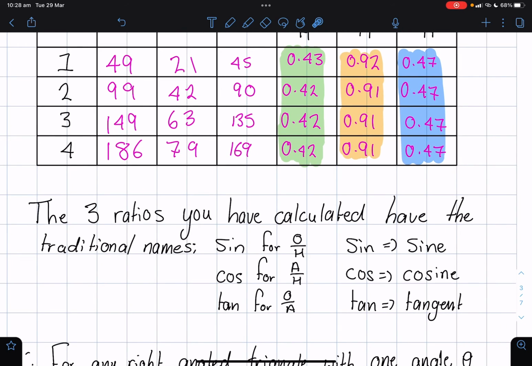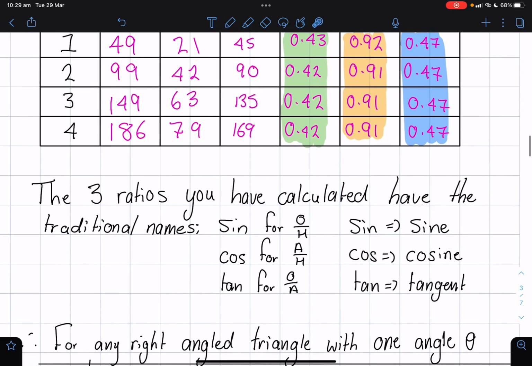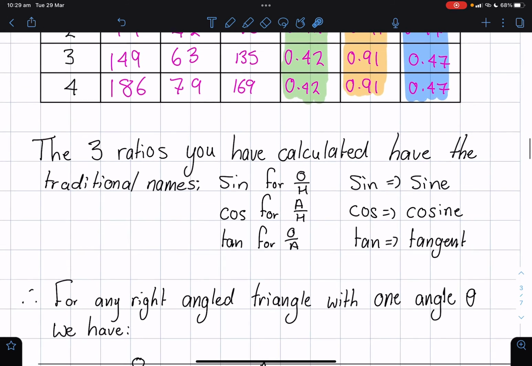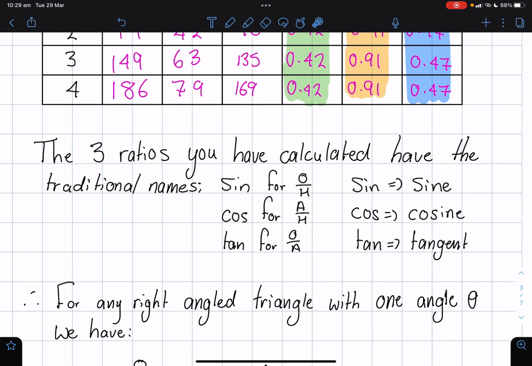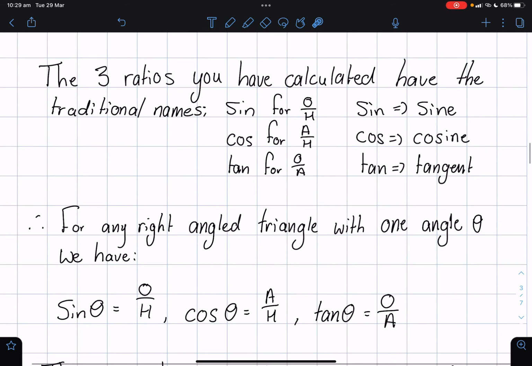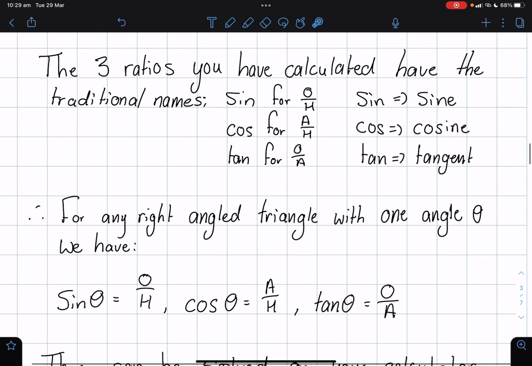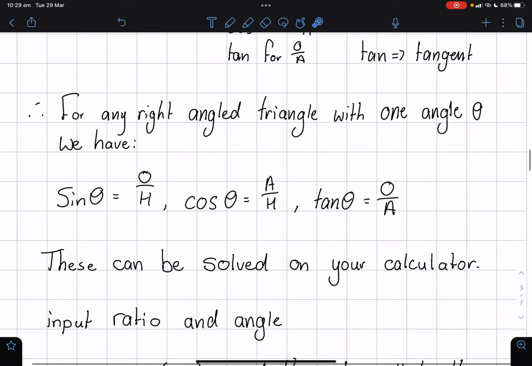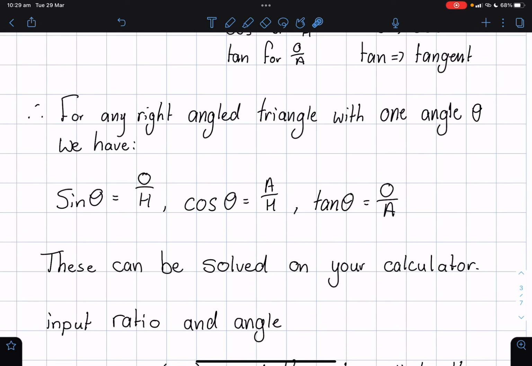So they're the three ratios that we will use in trigonometry, all right? That will help us find unknown sides, unknown angles, all right? So for any right angled triangle with one angle theta, we have sine theta equals opposite over hypotenuse, cos theta equals adjacent over hypotenuse, and tan theta equals opposite over adjacent. All right, and these can be solved on your calculator by inputting the ratio and the angle.